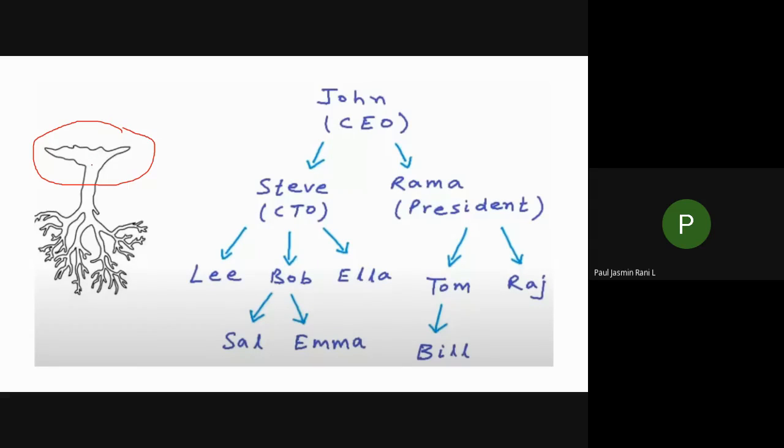So this is the root, and after that you'll have branches. From the root you will have n number of branches, and from those individual branches, other branches grow. It keeps on growing like this. I have drawn this one upside down. This is an example of a tree data structure.